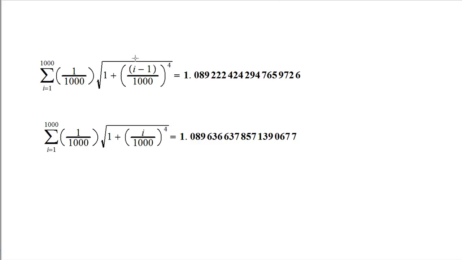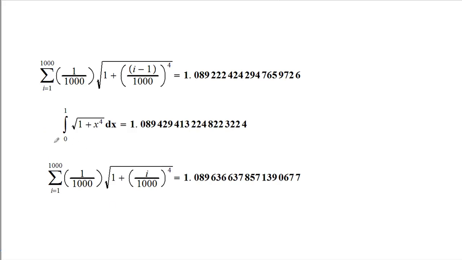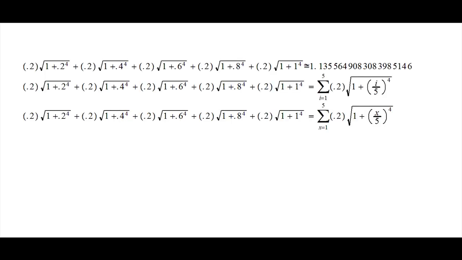So if we define the limit that we get to be the area under the curve, that's what we defined as the definite integral of the square root of 1 plus x to the 4. Okay, and that is this value in between, approximated to these many digits after the decimal point. And now we are going to see how we do these calculations using our calculator.